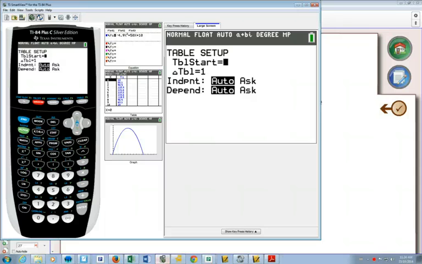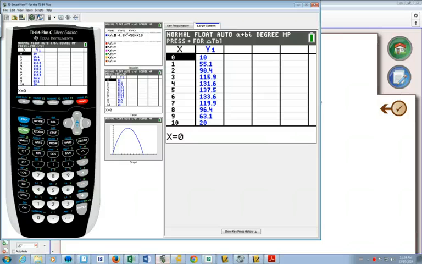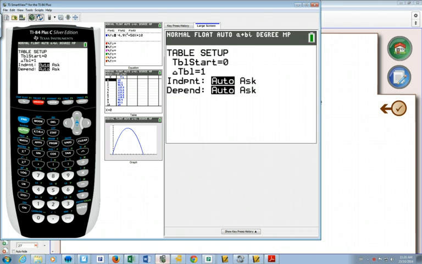Table starts at 0, perfect. Yours is good. And then you can get out of something by going second, quit, and now when you go back to your table, it's starting at 0, which is nice. So second window gets you back to your table setup. Let's set it to start at 0. Not negative 0, just 0. Delete. And then go up by 1. Now when you go to second table, it starts at 0.